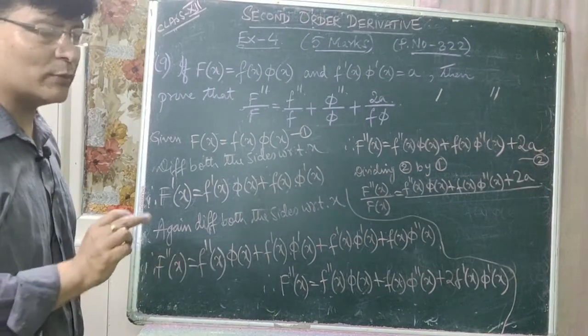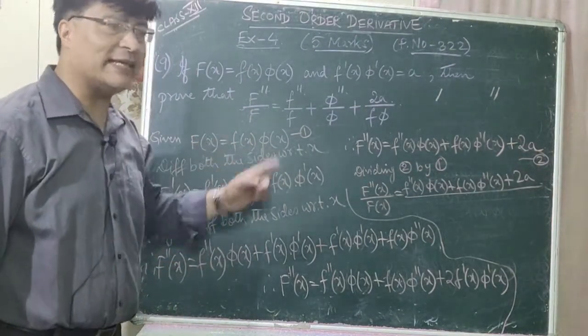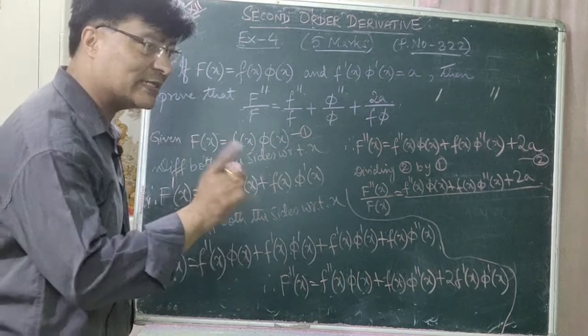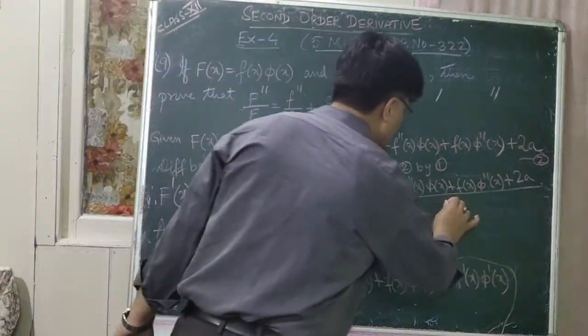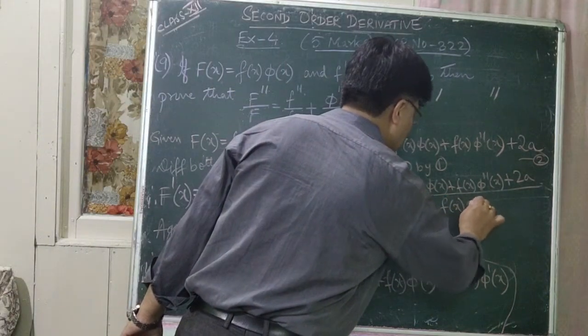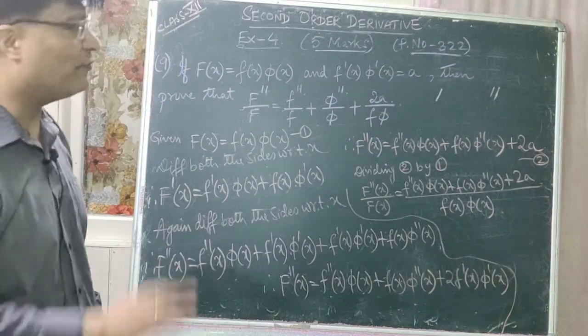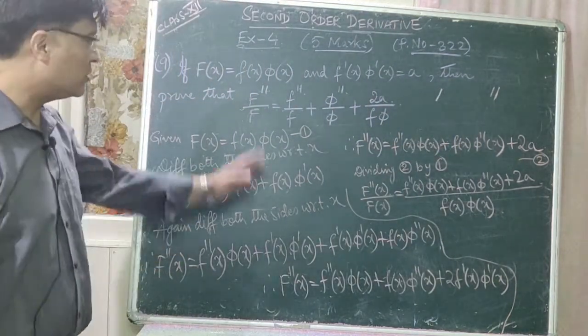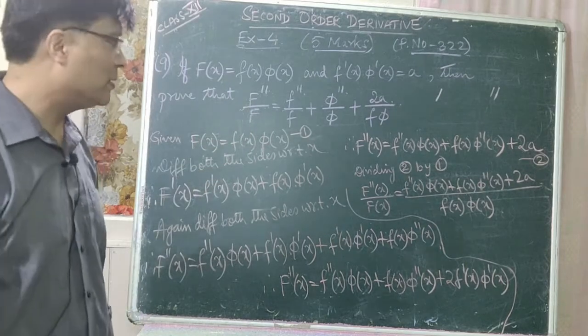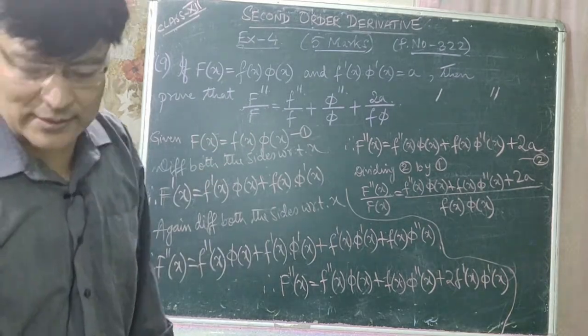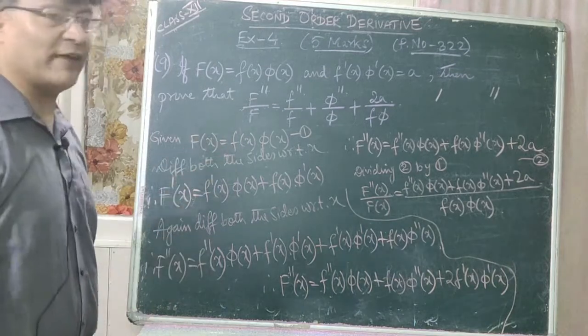In the denominator, what will you write? You have to write down the right hand side of number 1. That is f of x into phi of x. That is your right hand side of number 1. So I think you have understood it. Okay. Now let's simplify it further.